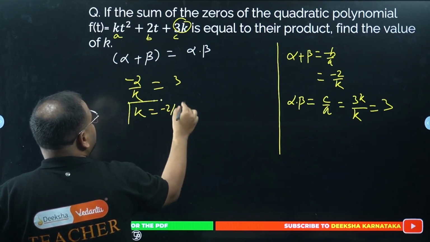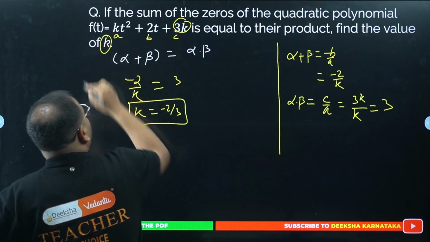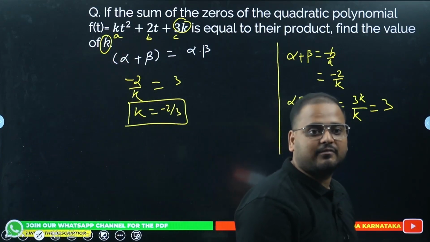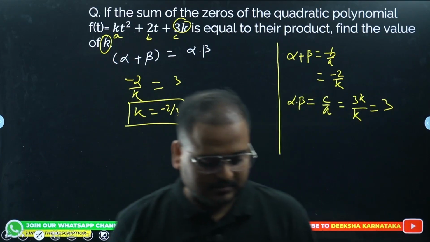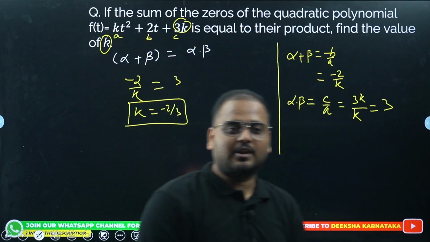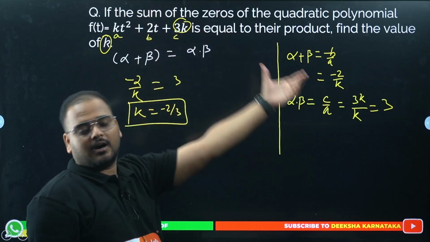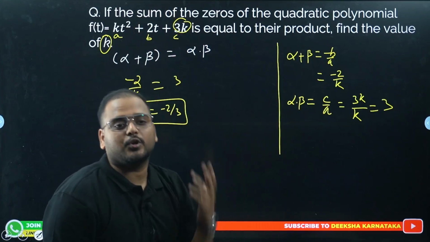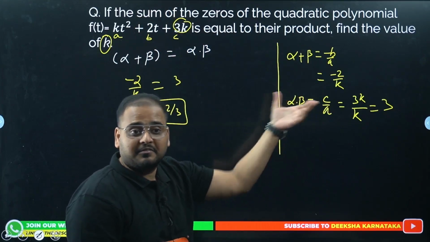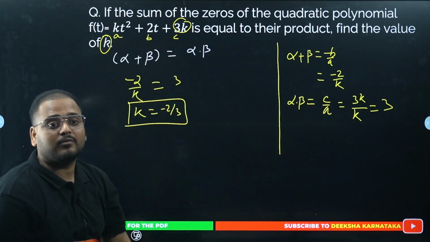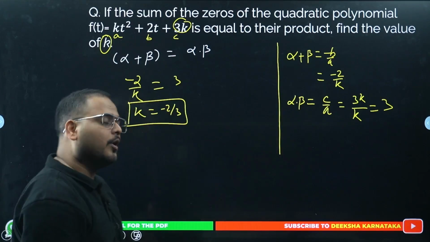And what are they asking? Find the value of k. Such a simple question they gave after that fraction question. All the questions are simple, none of them are difficult, right? Very simple. The sum was given equal to the product. We found the sum. We found the product. Made them equal. Found the k. End of the question. Moving on.